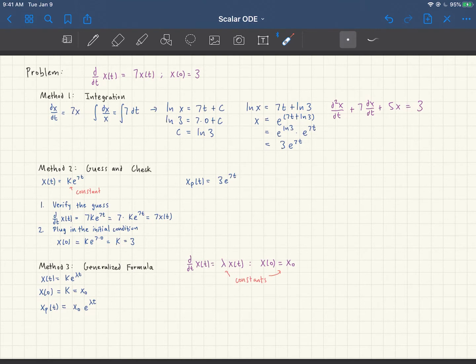Lastly, we have a generalized formula for any differential equation of the form the derivative of x of t is equal to lambda x of t with initial condition x of 0 equals x sub 0. We said the particular solution xp of t is equal to x sub 0 e to the lambda t. Generalized formulas are really great, but it only works for this specific differential equation. And once we build more difficult differential equations, we won't see them in this class, but there will be differential equations where there will be no generalized formula.